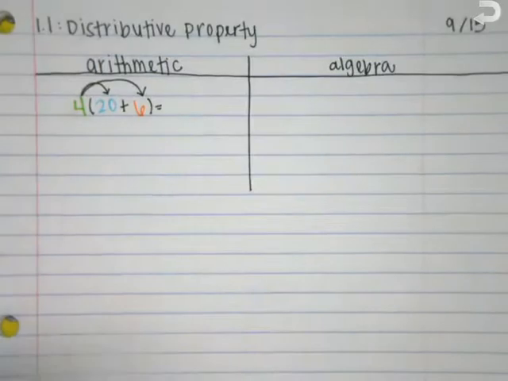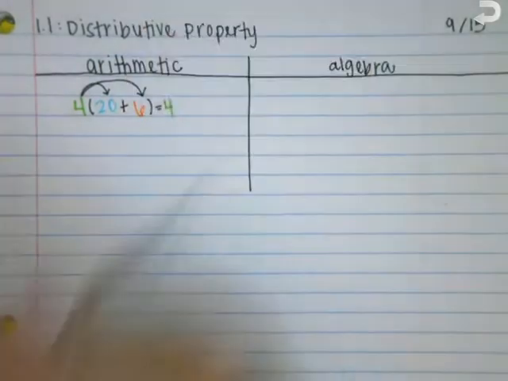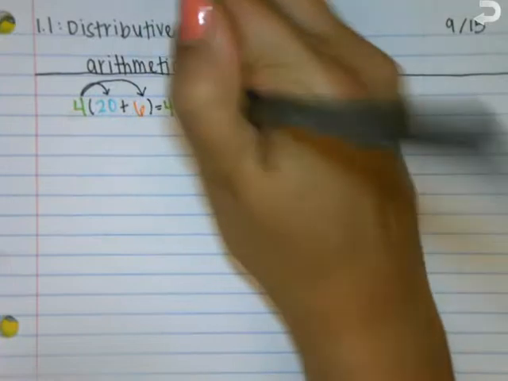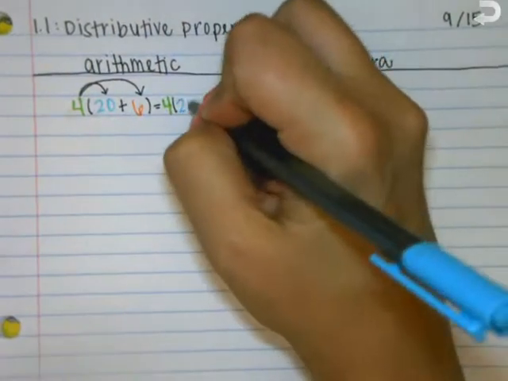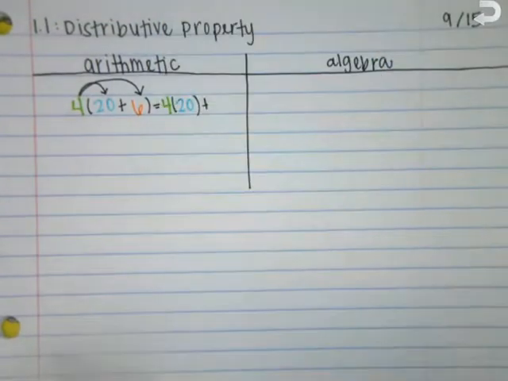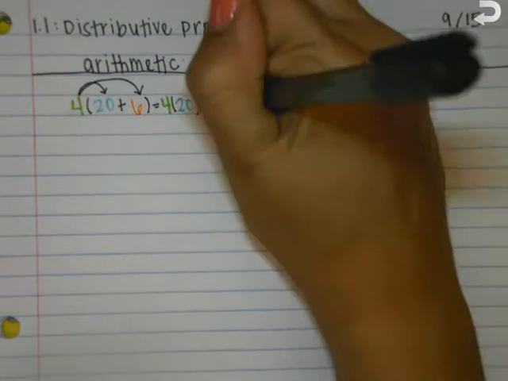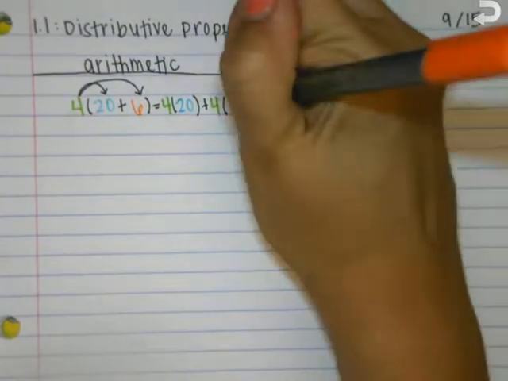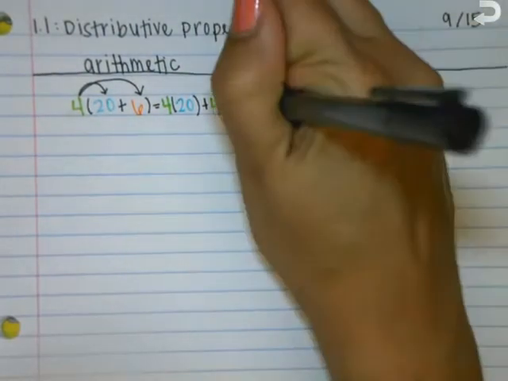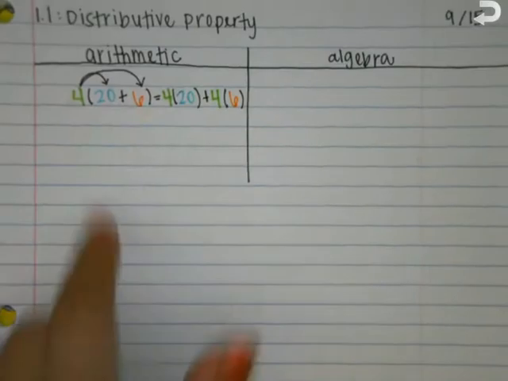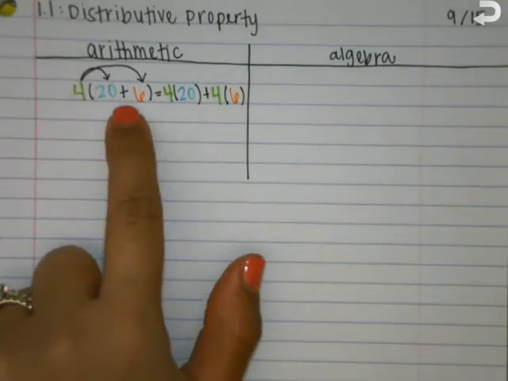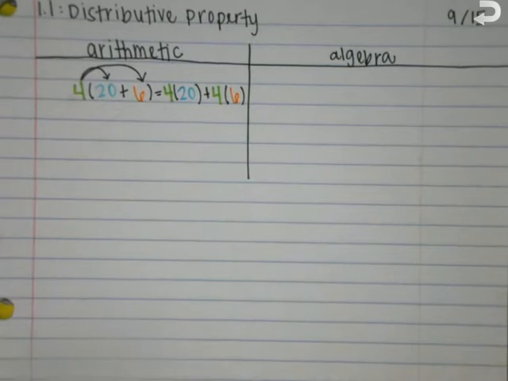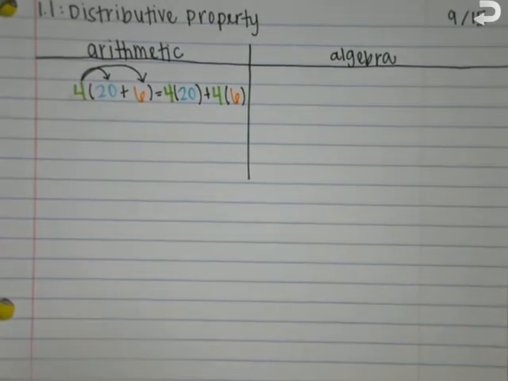So 4 times 20. And then we add the 4 times the 6. So that's how you're going to be showing your work at first. And this is just so that I know that you understand, okay? So 4 times the 20 plus the 4 times the 6, right? We're not even going to worry about solving it right now. I'm just showing you kind of how it works.